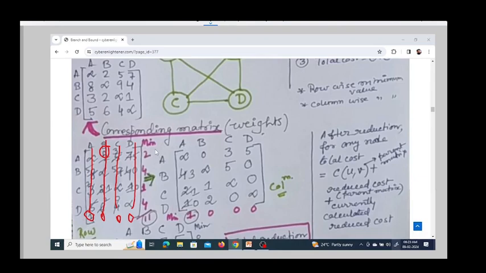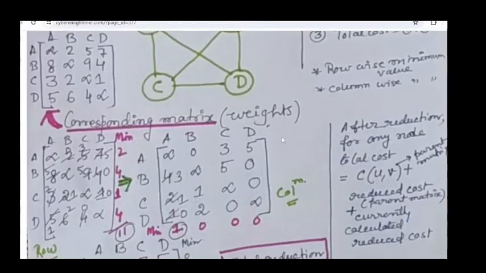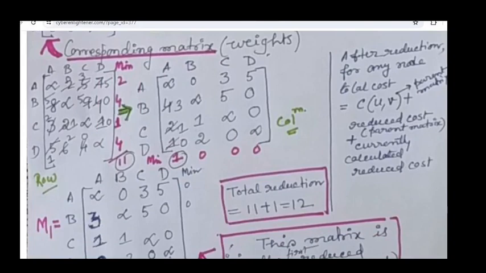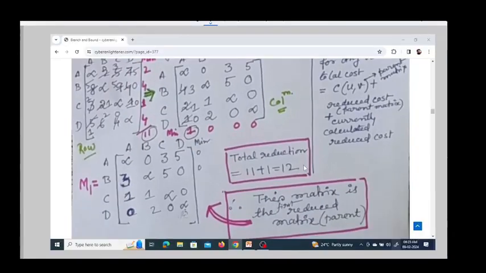So initially how much I reduced? 2 plus 4 plus 1 plus 4, which is 11. Row wise reduction, and column wise reduction it is 1. So 11 plus 1, 12 is the total reduction cost. So 12 is the final reduced cost, and this will be our final parent reduced matrix, we will call it. It is a very important matrix.